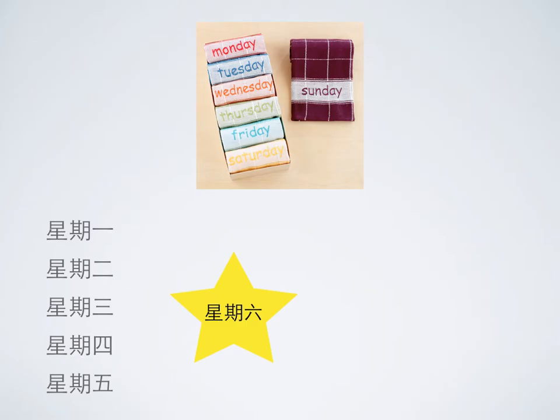If you use 星期 plus number to express Sunday, it would be 星期七. The last two characters have exactly the same pronunciation. It's very confusing. So we use a different character to replace the number 七. We say 星期天. 天 means day, the day of the week. 星期天 is Sunday. So that's how you say from Monday to Sunday. Okay, read it once by yourself.